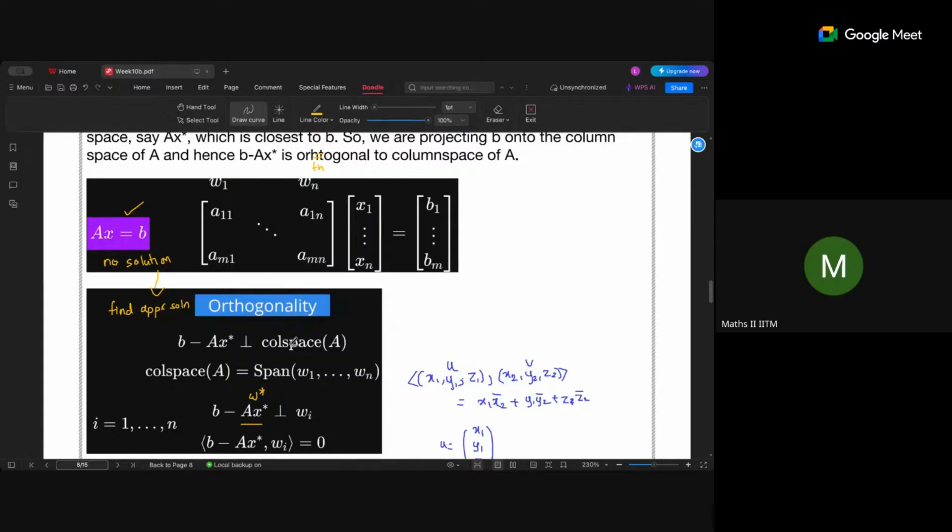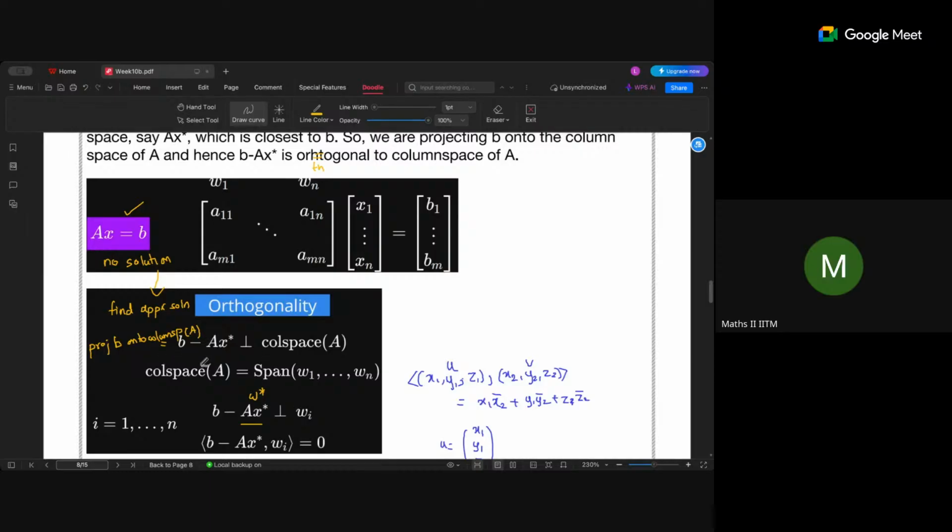How are we finding the approximate solution? We are going to take the vector B minus Ax star, which is perpendicular to the column space of A. So we are projecting the vector B onto the column space of A. That projection is your B minus Ax star.